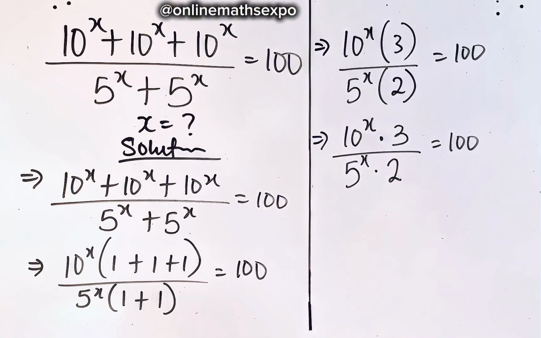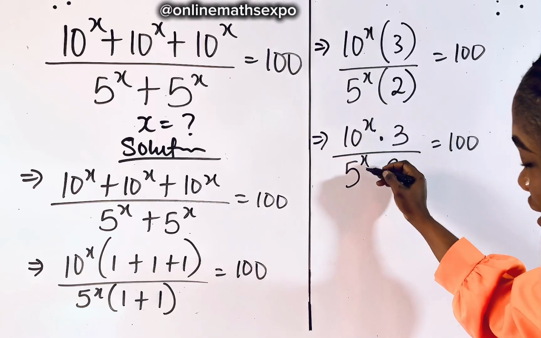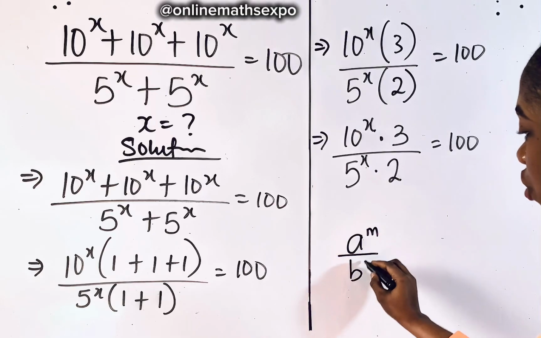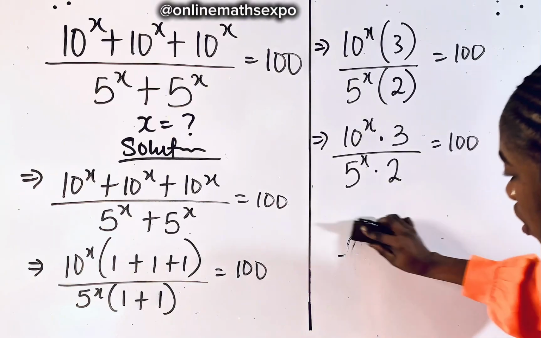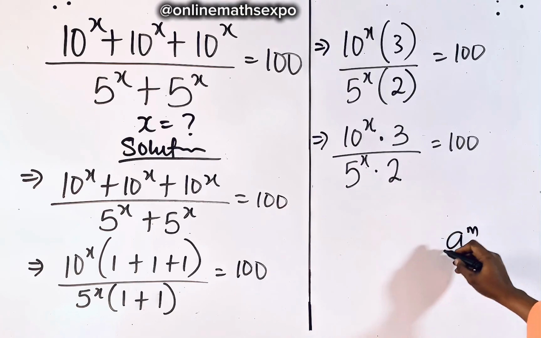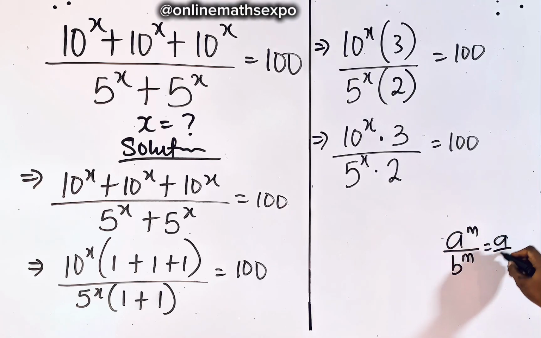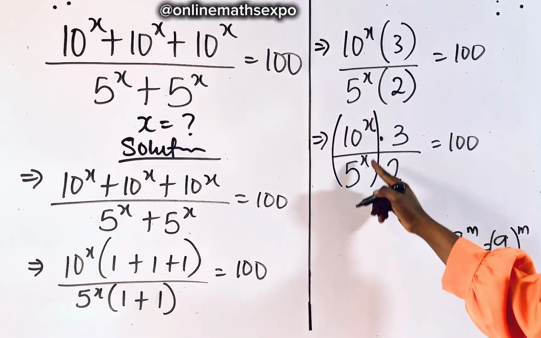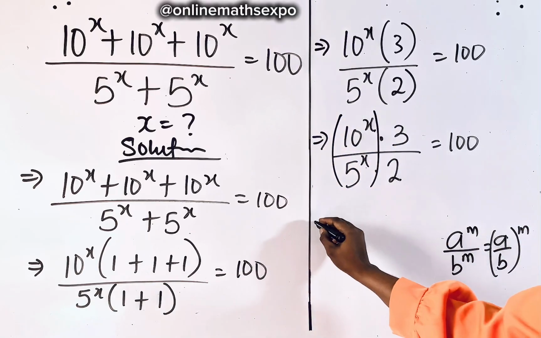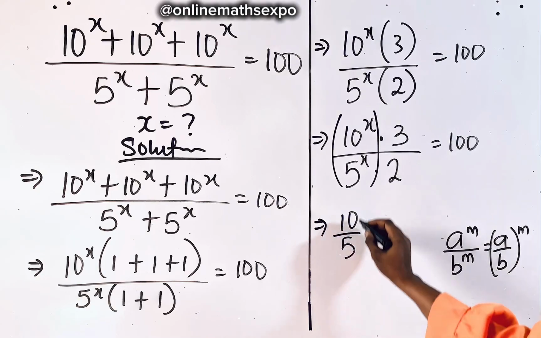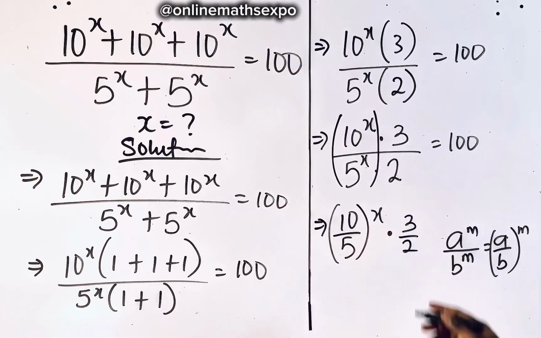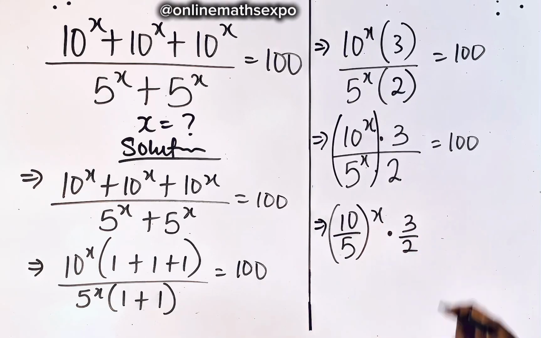What we do now is, you see that these ones are of the same powers. Just quickly remember, for every a to the power of m divided by b to the power of m, it's always a divided by b, with one power of m. So for this, you see that this is dividing. You can apply this principle here. So we now have 10 divided by 5 raised to the power of x, multiplied by 3 divided by 2, and this is equal to 100.